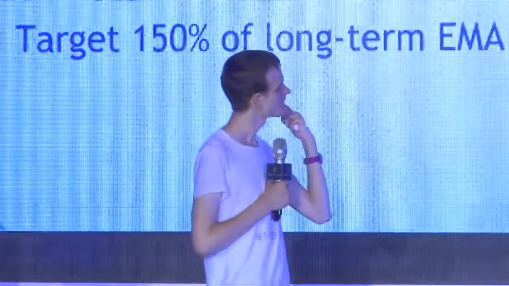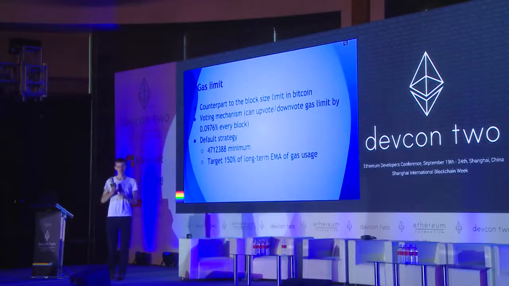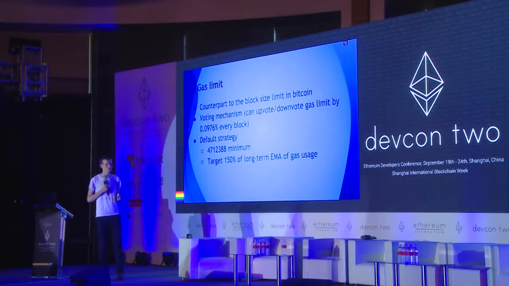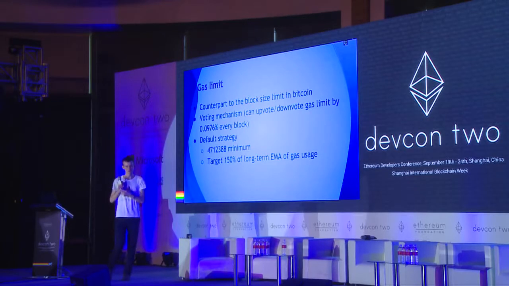So gas limit, the equivalent of the block size limit in Bitcoin, is the gas limit in Ethereum, 4.7 million gas per block. Now gas isn't just about counting computational steps.